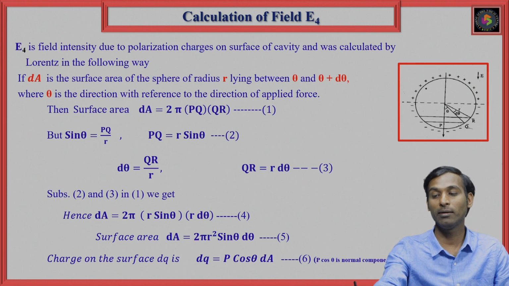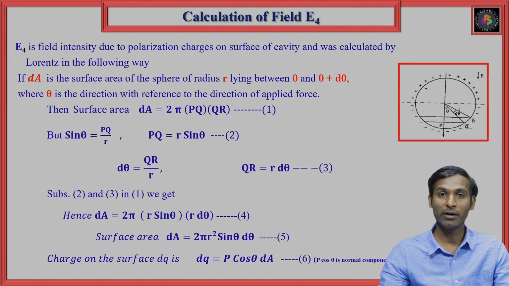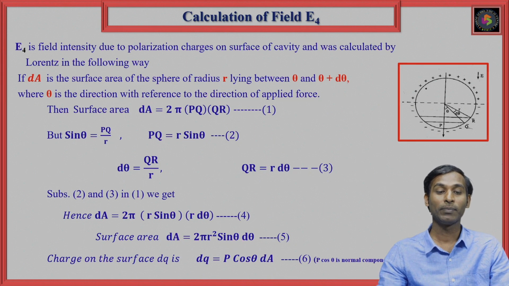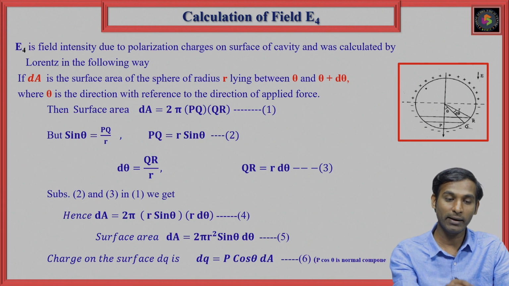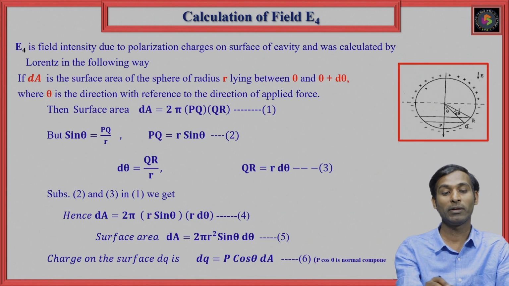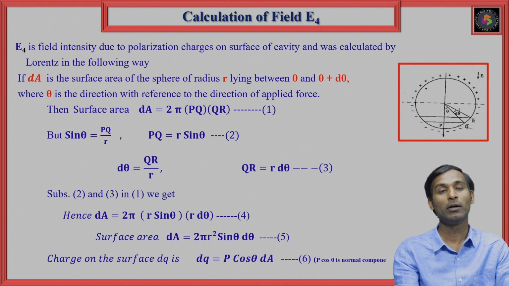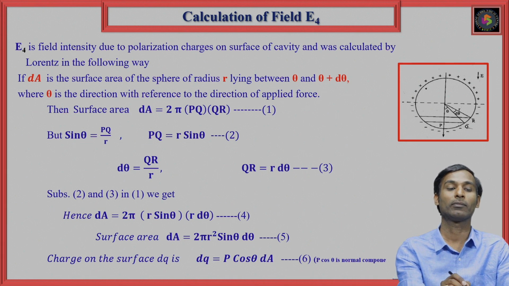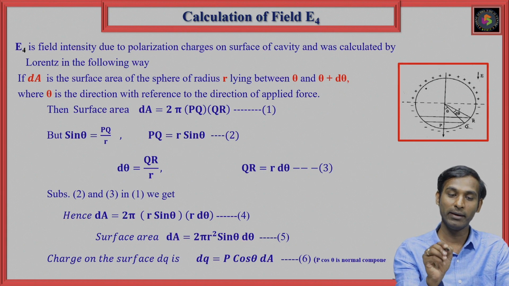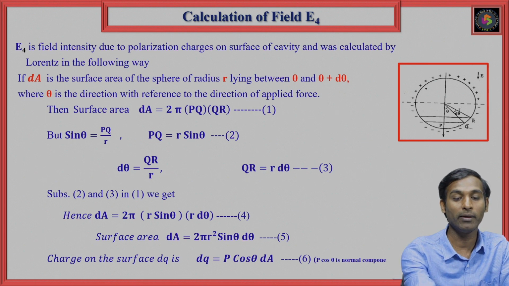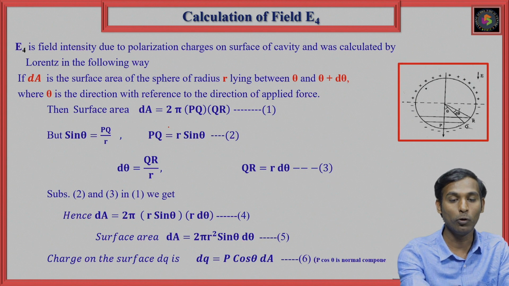So now I can see the diagram. R is the radius, right? So first you have to define the surface area of the sphere. What is theta here? Theta is the direction, with reference to the direction of the applied force. So the surface area is denoted by dA. Now you can see here the surface area dA is equal to 2 pi into PQ into QR.